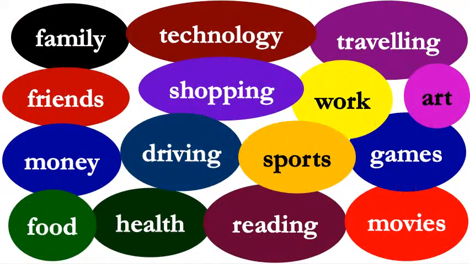Now, my dear students, look at all these sources of happiness: family, friends, money, food, technology, shopping, driving, health, traveling, work, sports, reading, art, games, movies. All these are sources of happiness, but what are the most important sources for you? I think the most important sources for all people, or most people, are family, friends, money, and food.